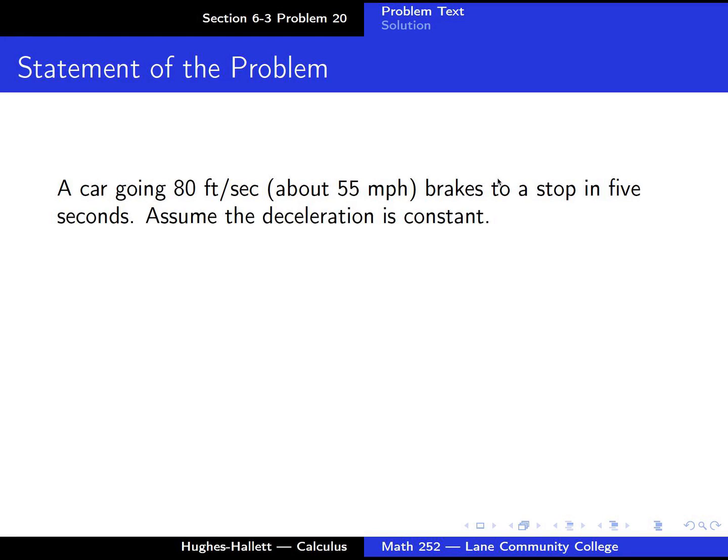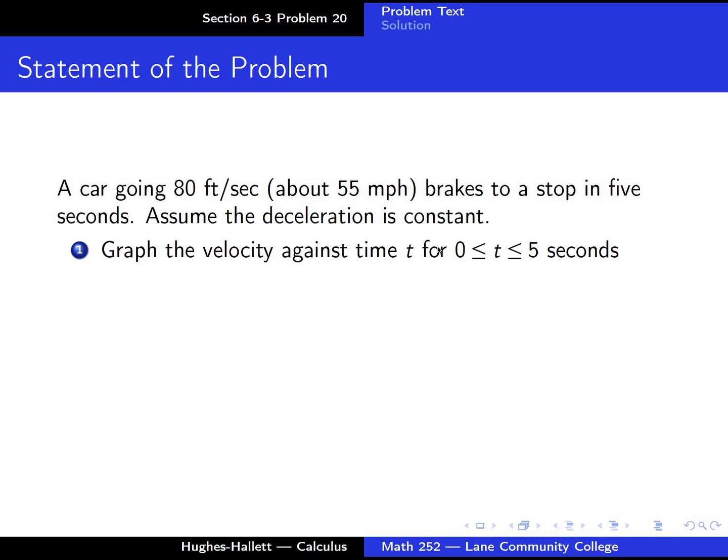Welcome to Math 252. We're looking at problem 20 from section 6.3 of the Hughes-Hallett text. In this problem we're told that we've got a car going 80 feet per second, which is about 55 miles an hour, and it brakes to a stop in 5 seconds. We're supposed to assume that the deceleration of this vehicle is a constant number. So the brakes keep working just as well for the entire 5 seconds.